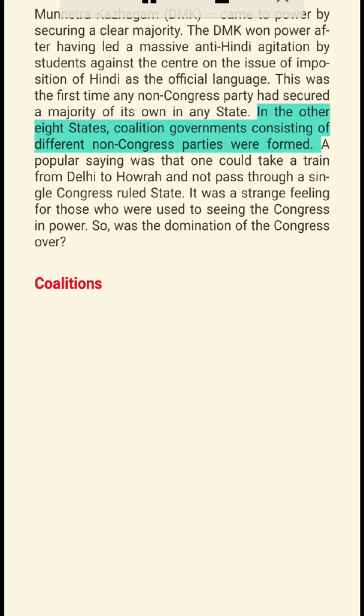In the other 8 states, coalition governments consisting of different non-Congress parties were formed. A popular saying was that one could take a train from Delhi to Howrah and not pass through a single Congress-ruled state. It was a strange feeling for those who were used to seeing the Congress in power. So, was the domination of the Congress over?